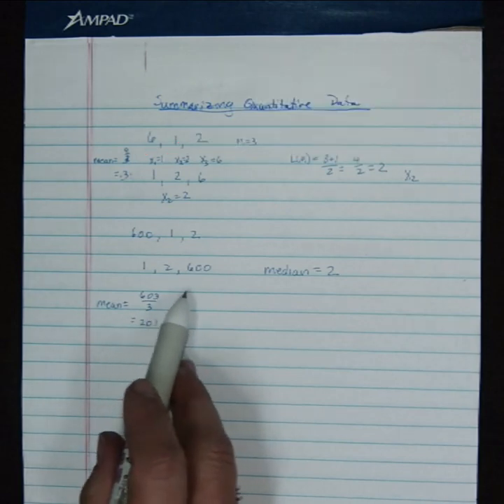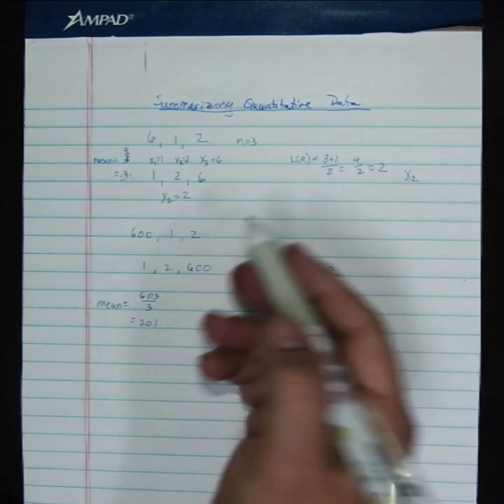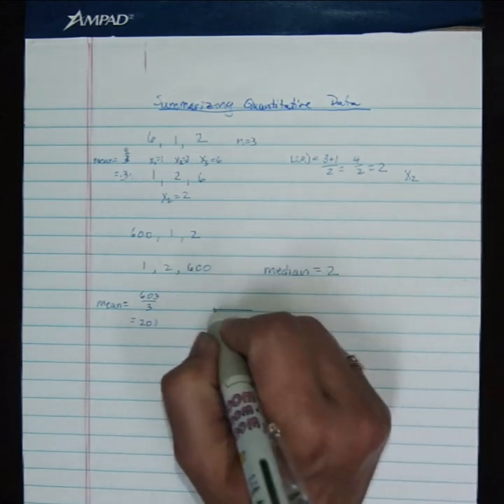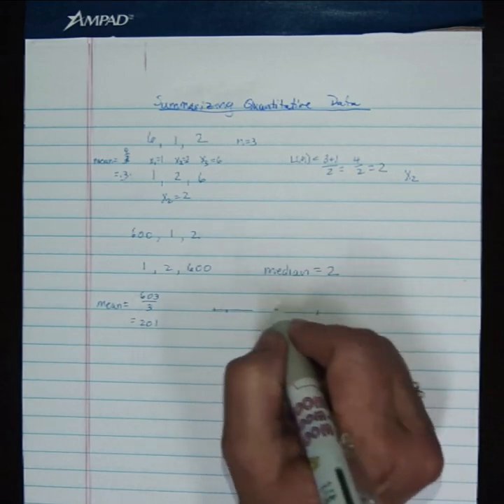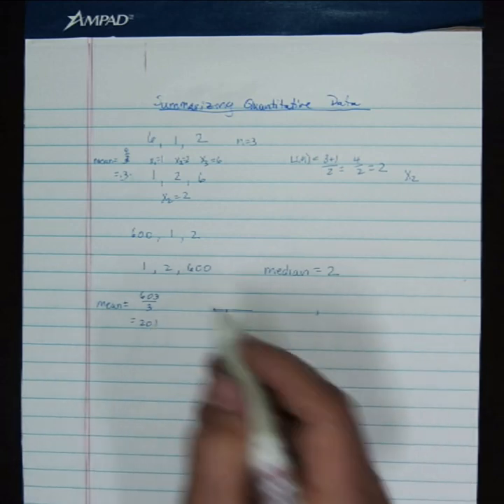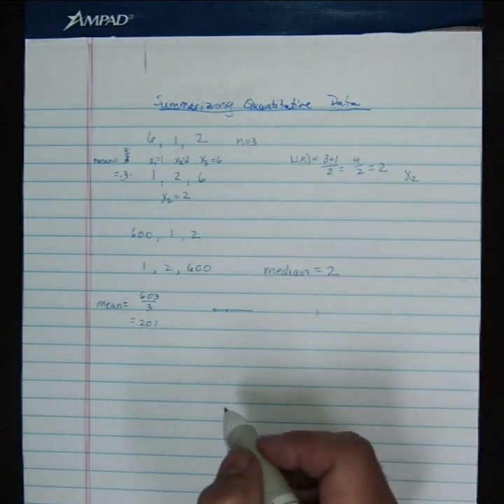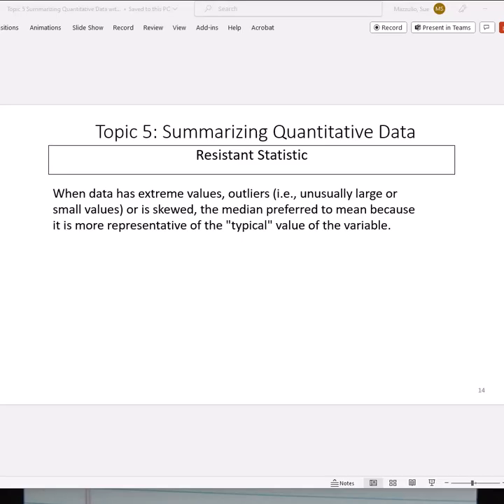And with this one, the sum is 603, and my mean changes. Look how greatly it was affected. We're really skewed right. We'd have 1, 2, and then all the way to 600. This would certainly be skewed right, with that outlier to the right, and it really pulls the mean toward it. So the mean is greatly affected where the median didn't get changed at all. So when data has extreme values, outliers, or is heavily skewed, with unusually large or small values, the median is preferred to the mean because it is more representative of the typical value of the variable.